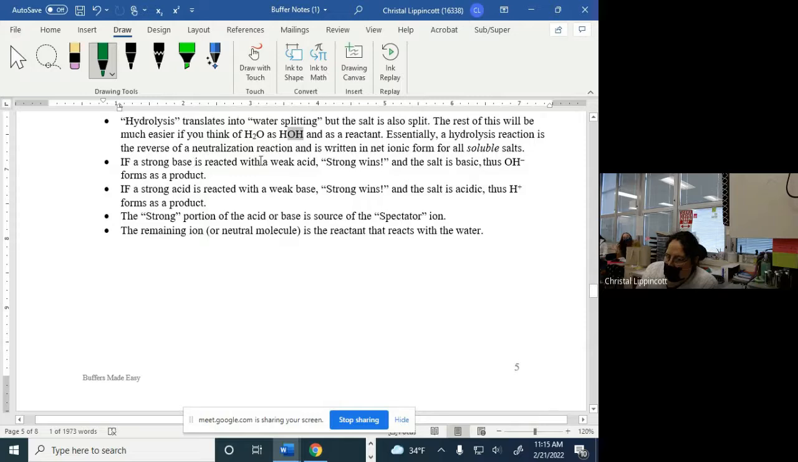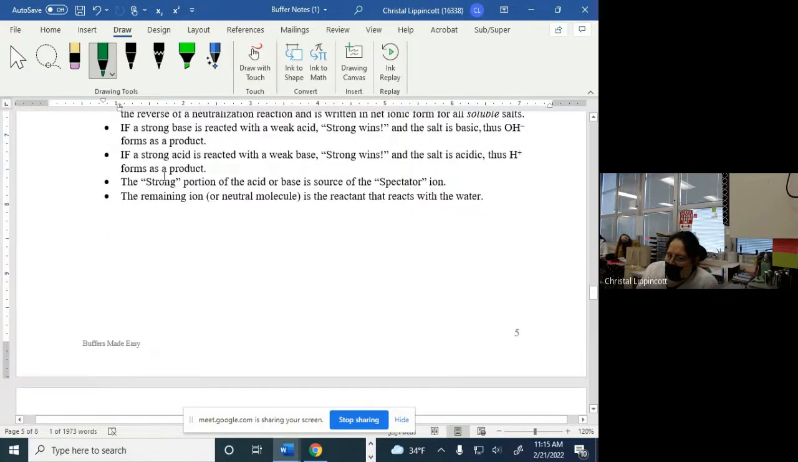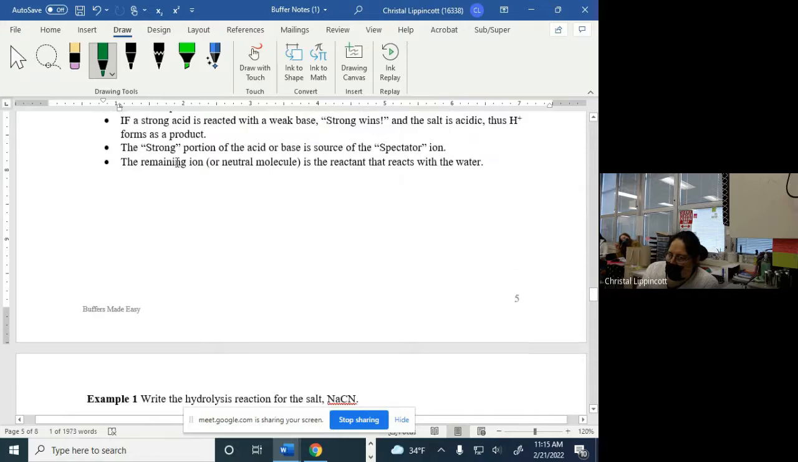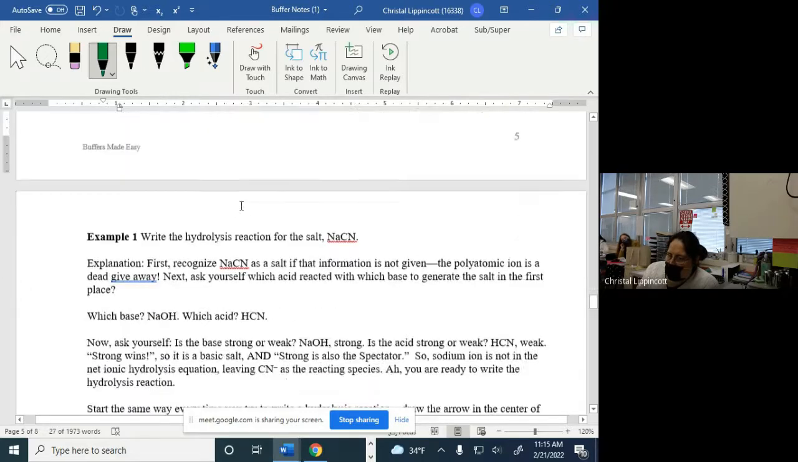If a strong base is reacted with a weak acid, strong wins. The salt is basic, thus OH- forms. If a strong acid is reacted with a weak base, strong wins, and the salt is acidic. We've talked about that, and I've showed you how that works. The strong portion of the acid or base is the source of the spectator ion, and the remaining ion is the reactant that reacts with water.